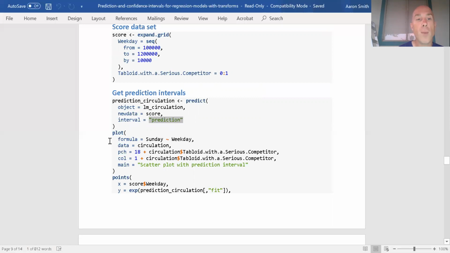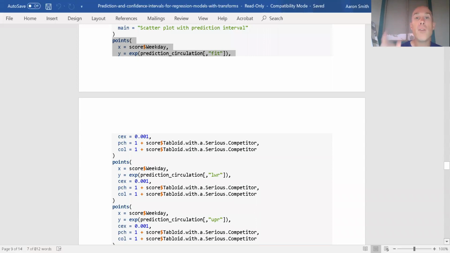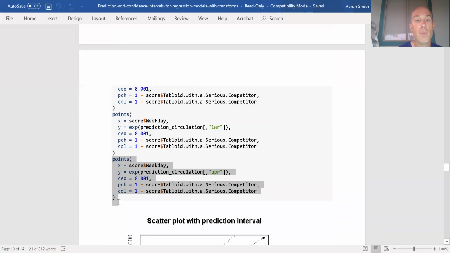All right, so now I'm going to plot my data. Now, on top of the plotted points, so this is the original data plot, I'm going to take the points function and I'm going to put my fitted values, and then I'm going to put the upper and lower bounds of the intervals on top of the original scatter plot. Points takes data and puts it on top of the current plot. So up here, this part puts the fitted values on the scatter plot. This part puts the lower bound on the scatter plot, and this part puts the upper bound on the scatter plot.